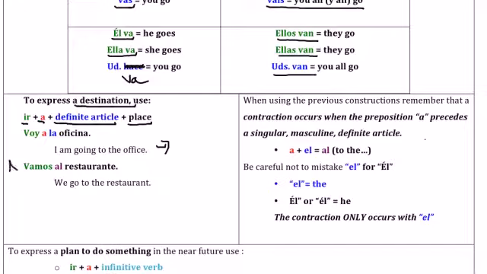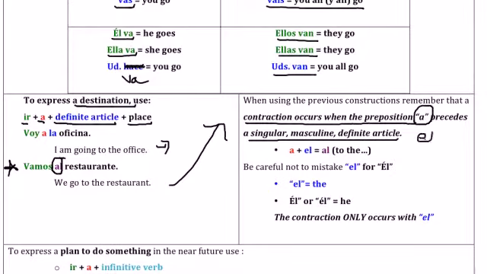In this case right here, we have vamos al restaurante. It follows the same grammar, except a contraction occurs with the preposition and the definite article. If you look over here, when using the previous constructions, remember that a contraction occurs when the preposition a precedes a singular masculine definite article, which is el. So a is going to be in red and el is going to be in blue, and together they make the purple al, which is a contraction in Spanish. It does not have an apostrophe, but it's a contraction nonetheless. And it turns into al, which means to the.